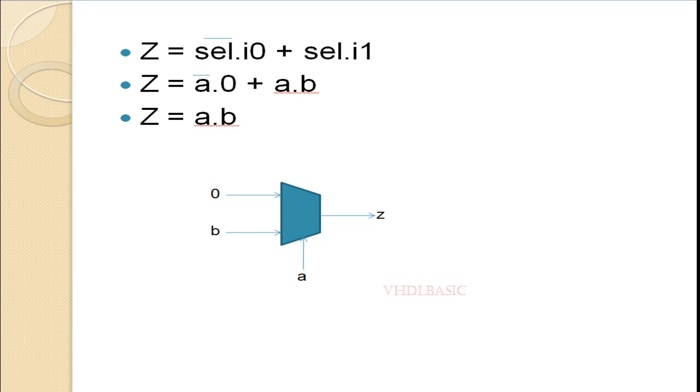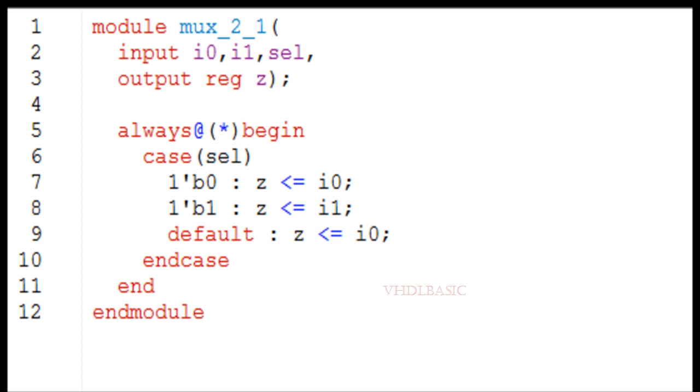Now I am going to simulate this and I will explain with the simulation result. This is the 2-to-1 mux Verilog code where I0, I1, select are the input, Z is the output. So whenever select is 0, I0 will be assigned to Z. Whenever select is 1, I1 will be assigned to Z.